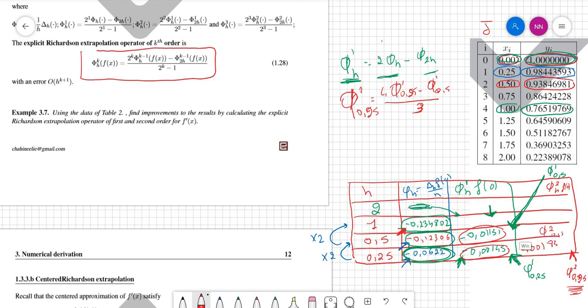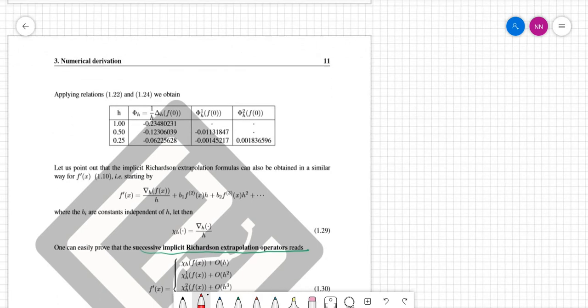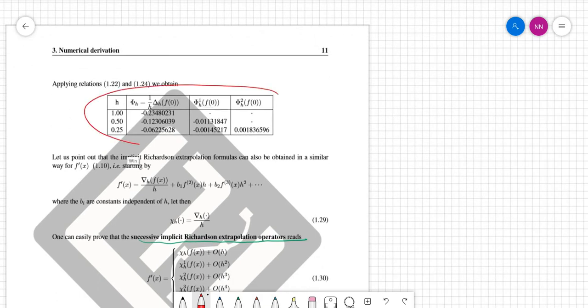And to calculate phi_2(0.5), we will need the phi_1 which should be in here, but we don't have it, so we can't do it. So our table will be empty in here, put x's, and everywhere else it will be full of numbers. So this is the second order approximation with the second order Richardson extrapolation. This table you have properly written on the second page.